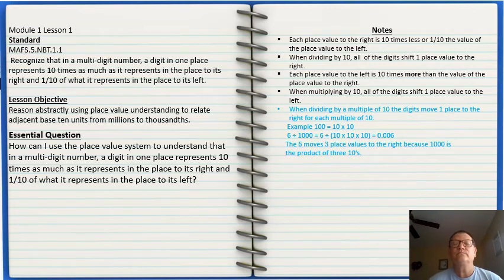All right, so what did we learn at that point? Well, if you notice in the blue, it says when dividing by a multiple of 10, the digits move one place to the right for each multiple of 10. As we saw in the example, 100 equals 10 times 10. So 6 divided by 1,000 would be 6 divided by 10 times 10 times 10, which equals 6 thousandths. The 6 moves 3 place values to the right because 1,000 is a product of 3 tens. Now pause the video if you need time to write that down.